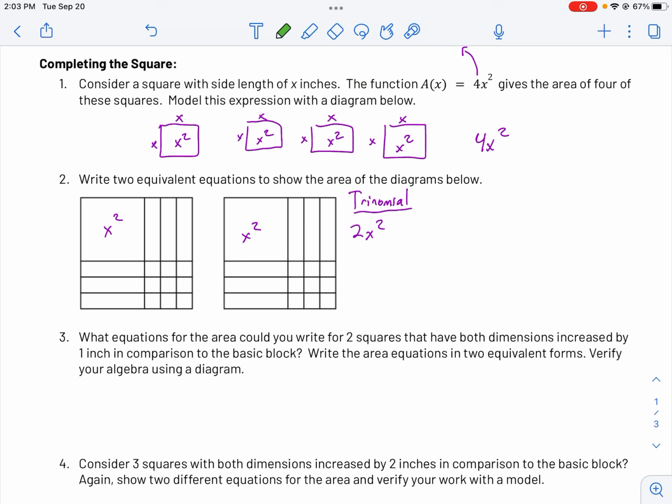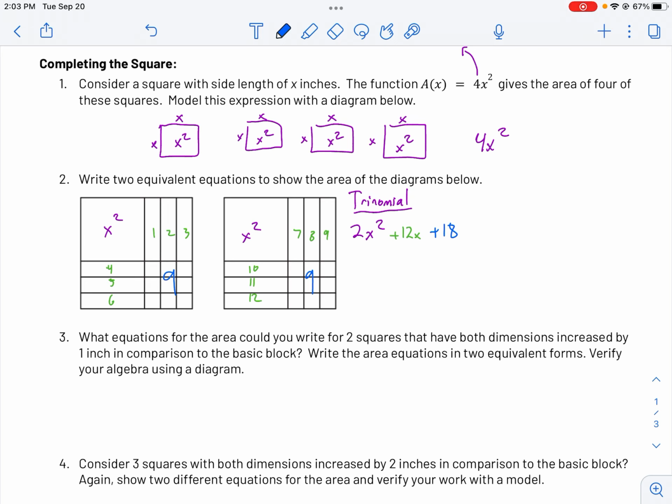And then my x bars, I have 1, 2, 3 x's right here, 4, 5, 6 x's right here, and of course there's going to be 6 more over here. So it's going to be 2x squared plus 12x. And then for my little squares, I see 9 right here, and 9 more right there. That is going to be plus 18. So that is one way to show the area of this diagram.